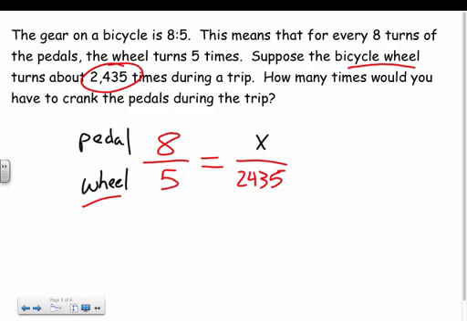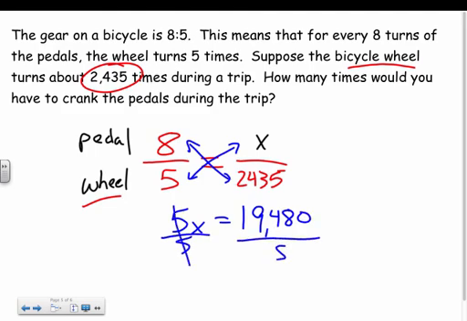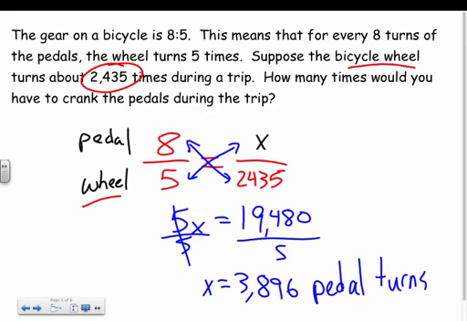And now I can take the cross product just like before. So anytime you're given a ratio, you can always set up a proportion. You can set 2 ratios equal to each other. So here we go. 5 times x gives me 5x equals 8 times 2435, which gives me 19,480. And to solve for x, we divide by 5. The inverse of multiplying by 5. So x equals 3,896. Make sure always have a label for story problems, and we're asking for pedal turns. Pedal turns. There we go. So setting up a proportion, using that cross product to solve.